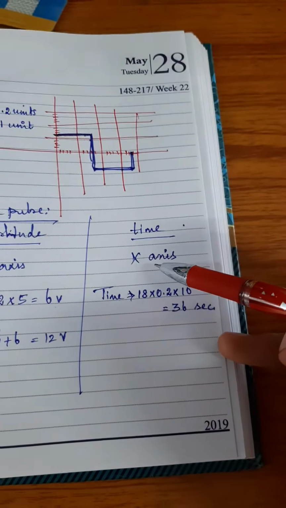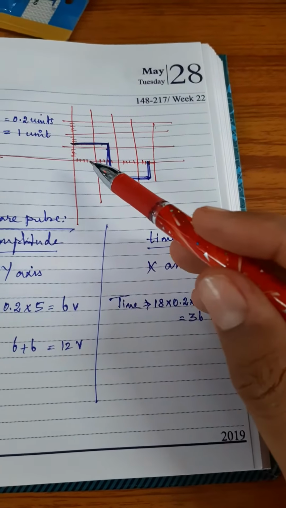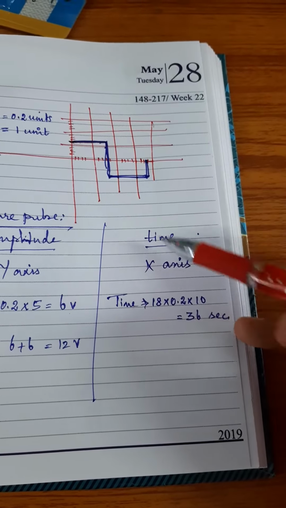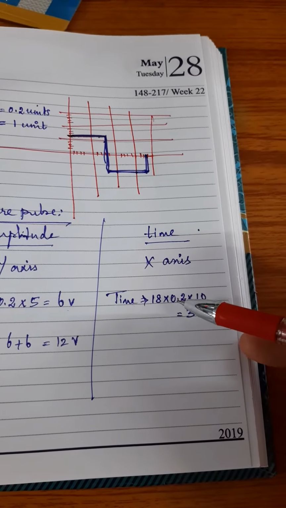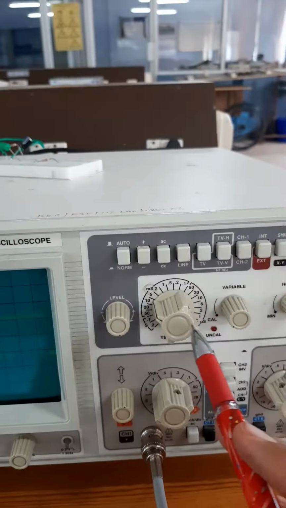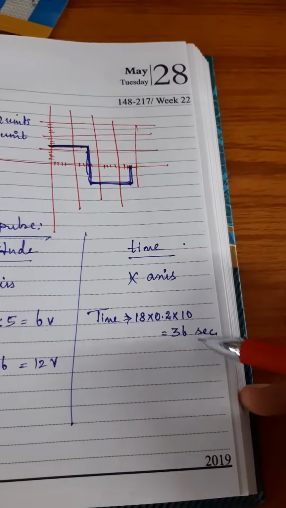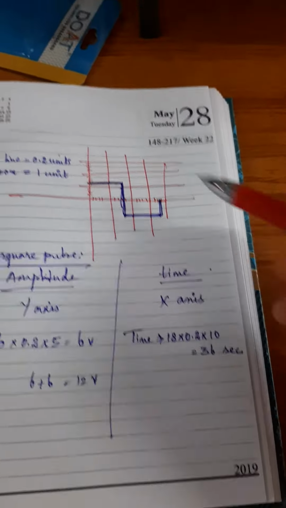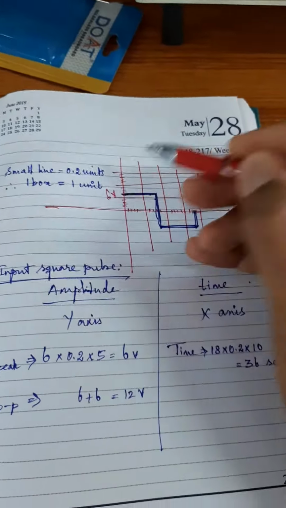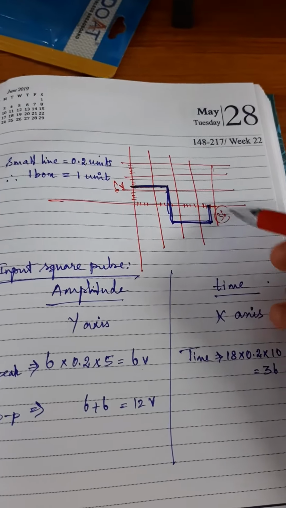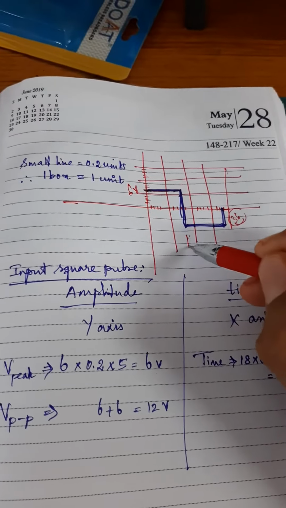Similarly, time along the x-axis I need to see. It has covered 3 boxes and 2 divisions. Therefore 18 smaller divisions into 0.2 into the amplification factor on this knob, and it is pointing 10. So therefore I have considered 10, therefore 36 again. So I need to draw the input graph like this. And what is my amplitude? It is nothing but 6 volt. And what is the time? It is nothing but 36. If this is 36, what about the intermediate part? It is nothing but 18. So this is understood.